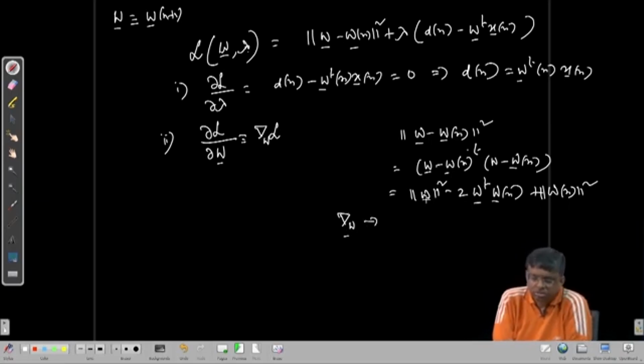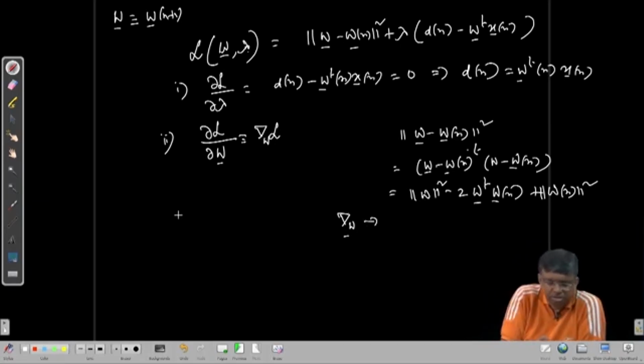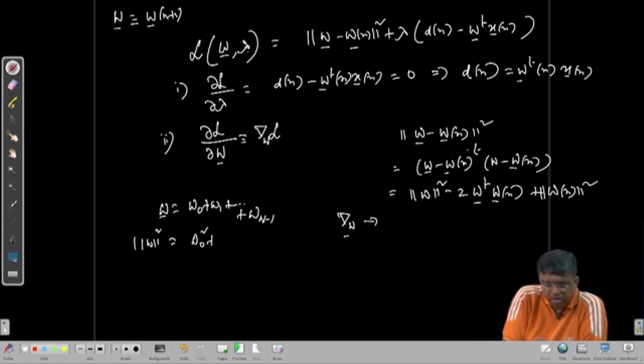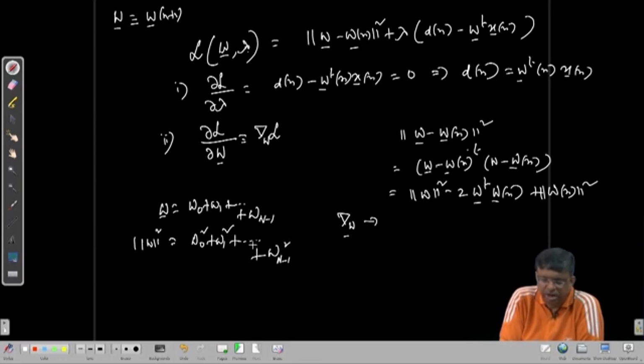This one, what does it give? If W is W0, W1, dot dot dot, Wn minus 1, norm square of W is W transpose W, which will be W0 square, W1 square, dot dot dot. So, if I take the partial derivative of this with respect to any W, say W k square, only this term will come under the differentiation operation, and it will be twice W k. So, now we stack all the derivatives, twice W0, twice W1, like that. So, it will be 2W.